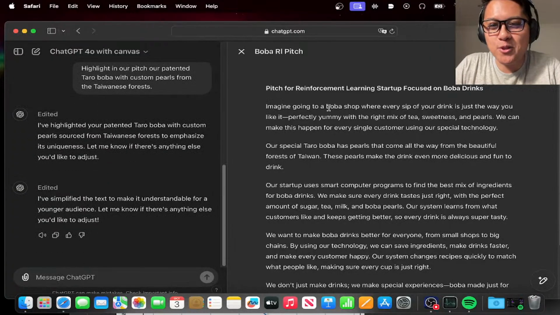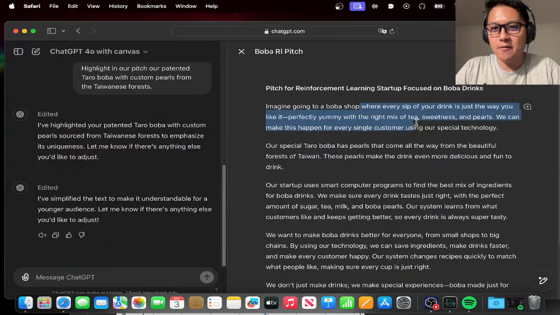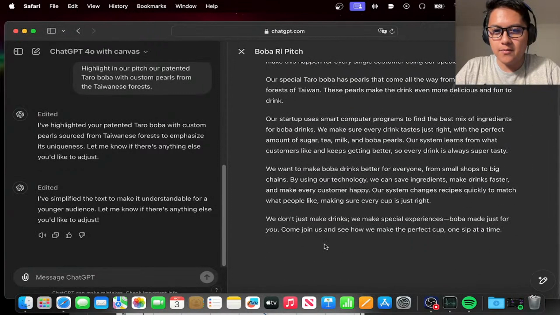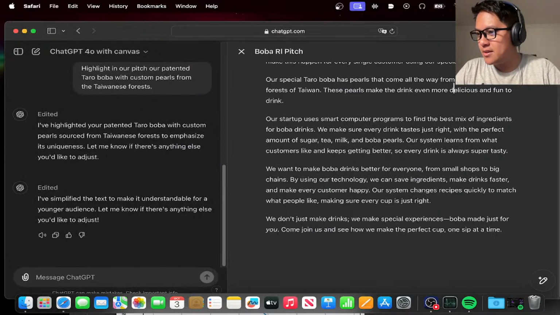Imagine going to a boba shop where every sip of your drink is just the way you like it, perfectly yummy with the right mix of tea, sweetness, and pearls. We can make this happen for every single customer using our special technology. Blah, blah, blah. It pretty much just sounds the same every time.